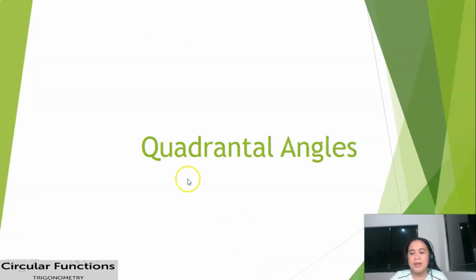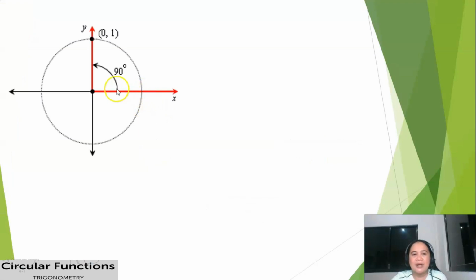Okay, another term is quadrantal angle. So what are quadrantal angles? Now, a 90-degree angle is considered a quadrantal angle. So it's sketched this way. This is the initial side, and the terminal side is the y-axis.